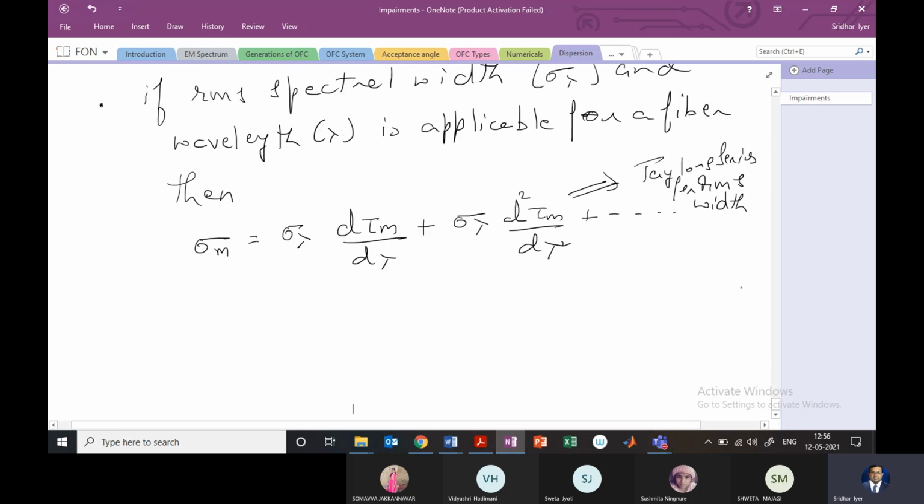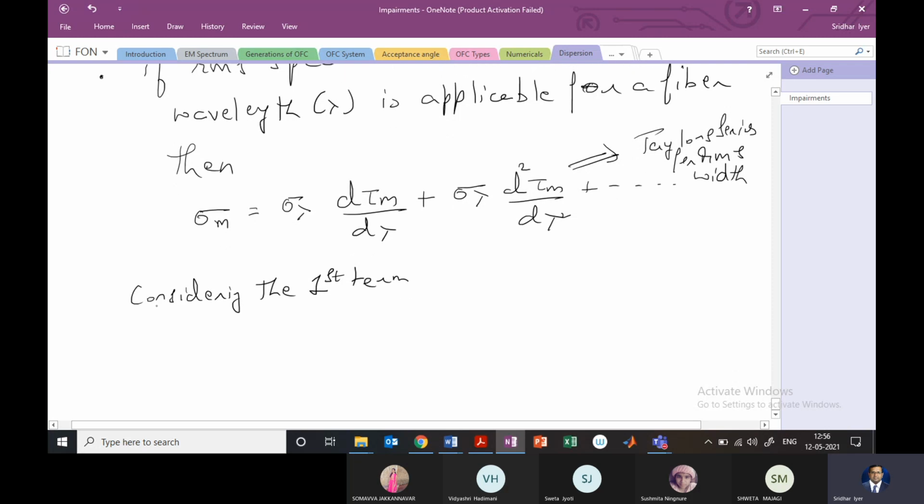So here we'll approximate and we'll consider only the first term. You can also consider the other terms. It only just gives you a better result. So if we consider the first term, sigma m is approximately sigma lambda, which is the broadening of the system, times d tau m divided by d lambda. Let us call this equation 1.